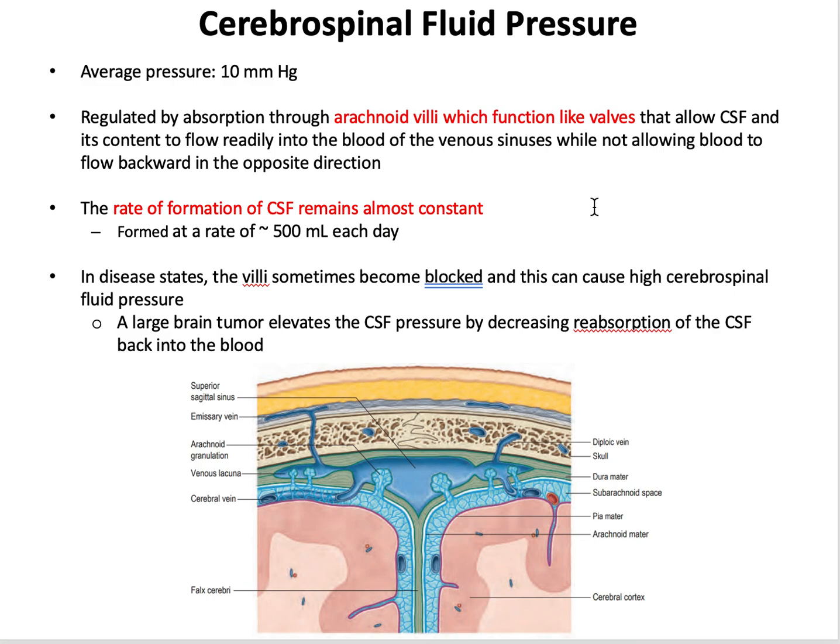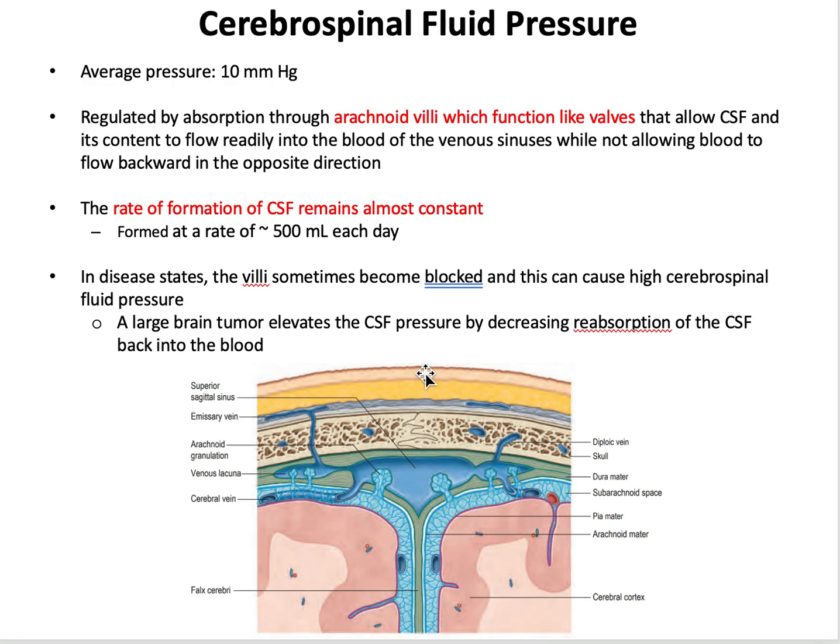Okay, so from this slide, the only concept that I want you to be aware of is the fact that the rate of formation of CSF remains constant throughout the day. So we have 500 milliliters of CSF being produced every day, and as it's being made, it's also being removed. Well, how is it removed?